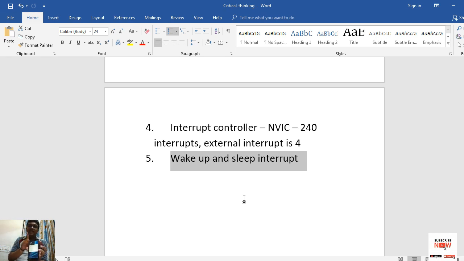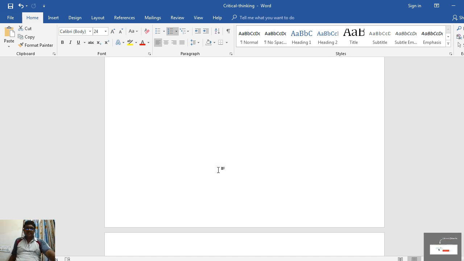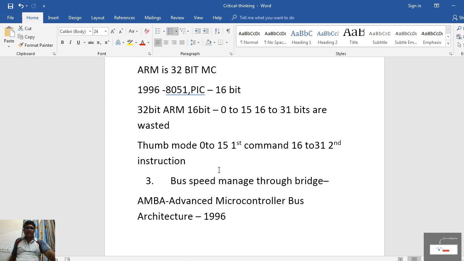Whenever we are dealing with portable devices, power is a very major thing. So ARM is going to handle this wake up and sleep interrupt, and that too in a fraction of a second. You can just see here, this is the sleep one. If it is pressed, within a fraction of a second every device and every peripheral is going to get activated. So these are all the critical thinkings which have been made by the ARM people.